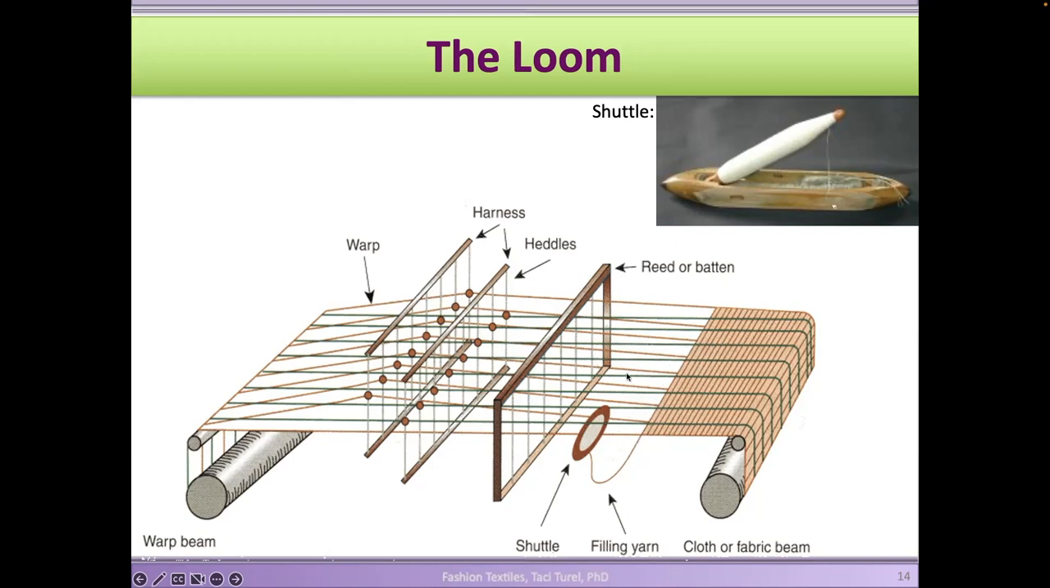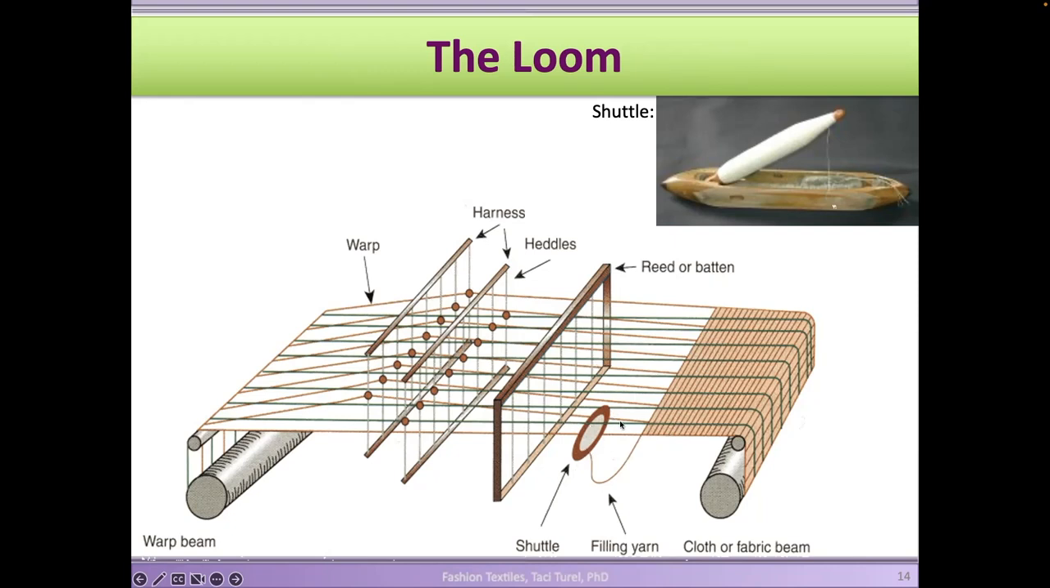The way the yarns are going to be positioned will depend on your pattern. So the harnesses help to create your pattern. So if you want to go one up, so your filling yarn goes above the first warp yarn and under the second warp yarn and above the third warp yarn, under the fourth warp yarn, and so on, then this is called a plain weave.